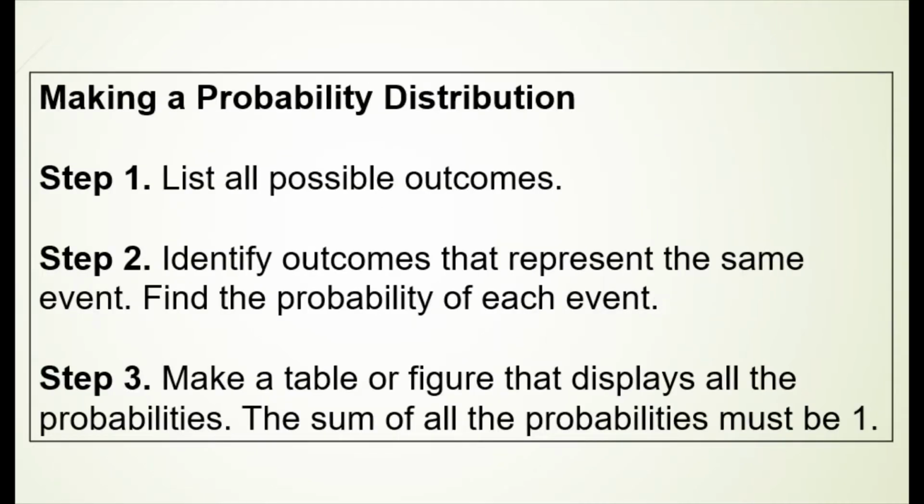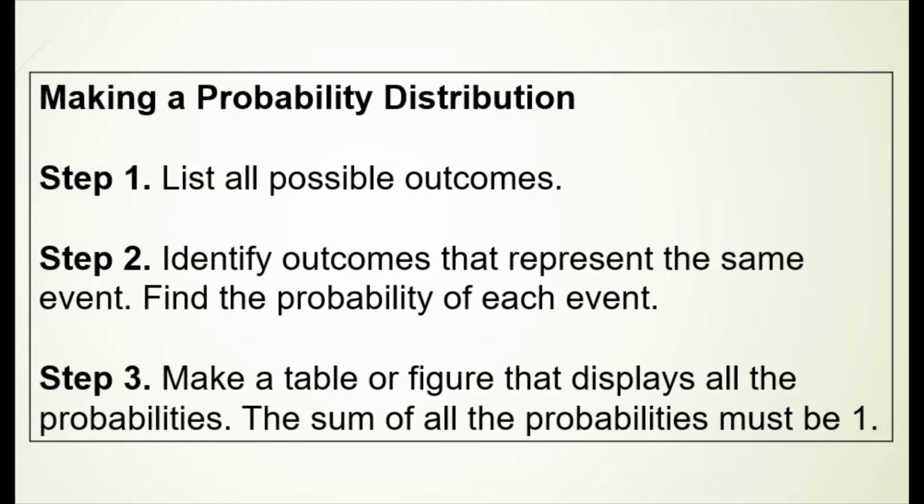Next, how to make a probability distribution. Just as we did with theoretical probability, the first thing we're going to do is list out all possible outcomes. Then we're going to identify all the outcomes that represent the same event, and find the probability for each of those events. And then step 3 is to make a table or figure that displays all the probabilities.